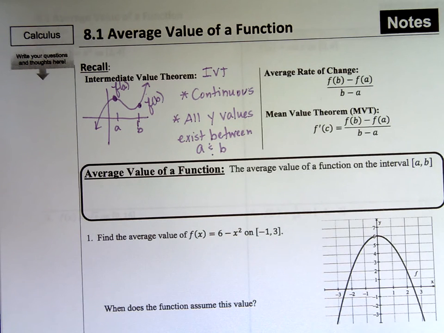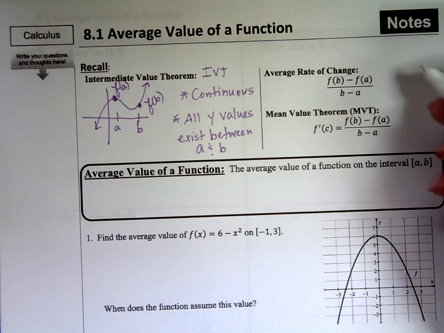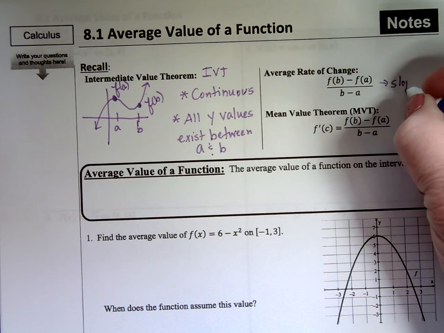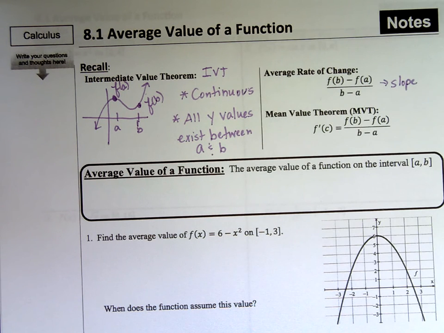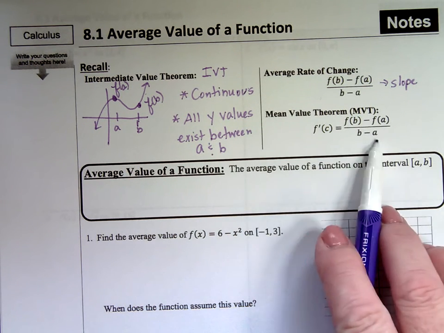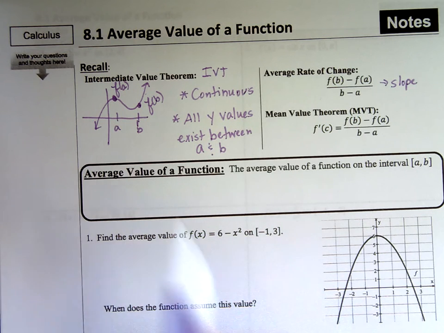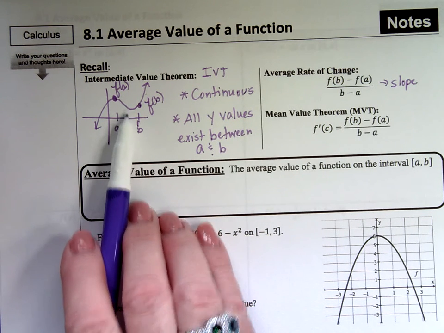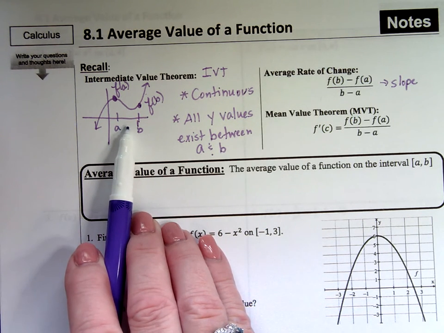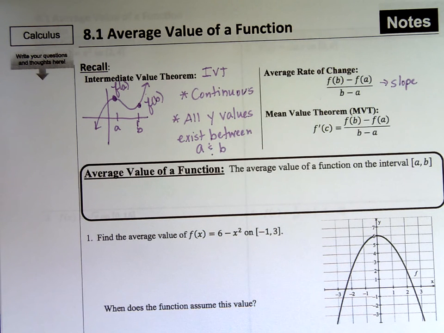The second thing that sometimes gets confused with all this is the average rate of change. That's the same thing as the slope. That's just the slope formula, average rate of change, slope. And then we learned the mean value theorem, the MVT, which said that the slope has to equal the derivative at some constant in that frame between A and B. So if you've got A and B, somewhere in between there's a C, and the derivative at C has to equal the slope, f of B minus f of A over B minus A.